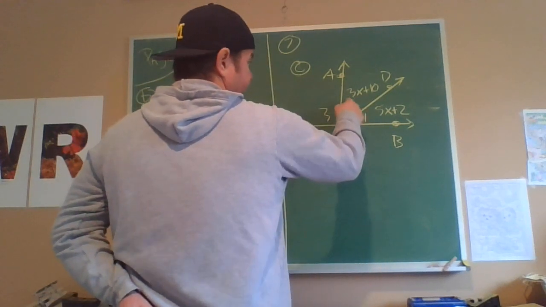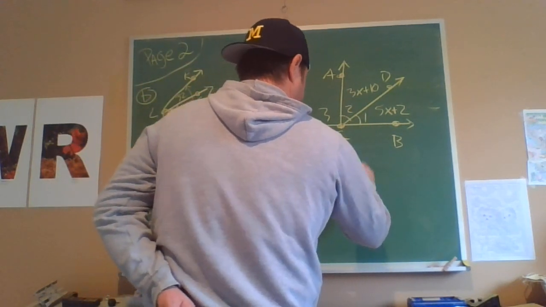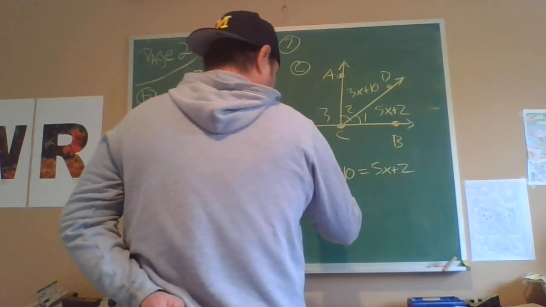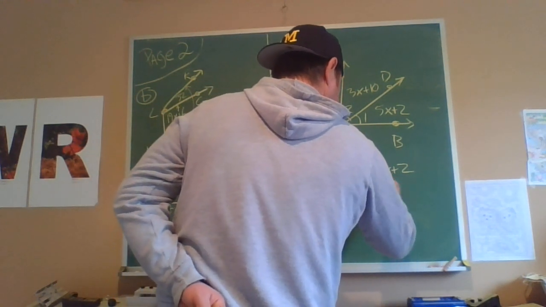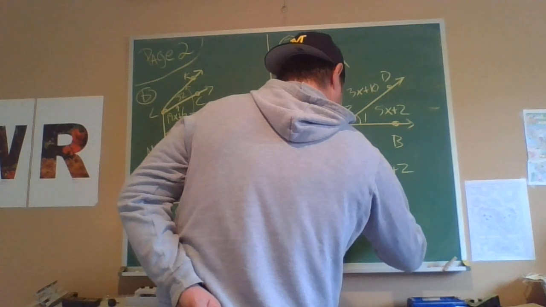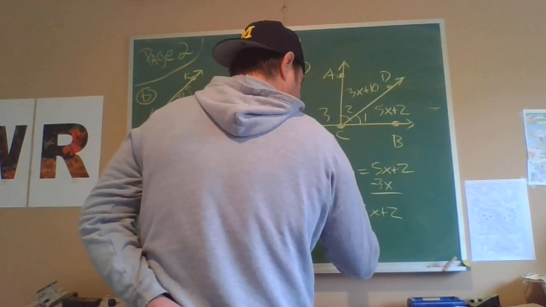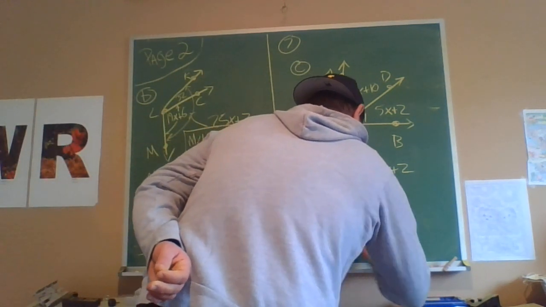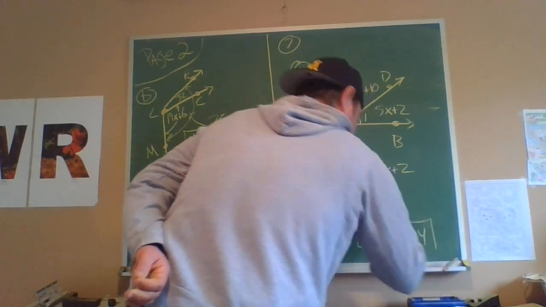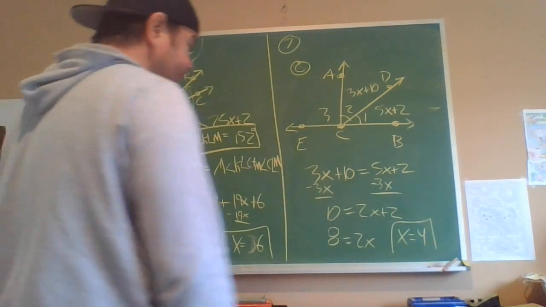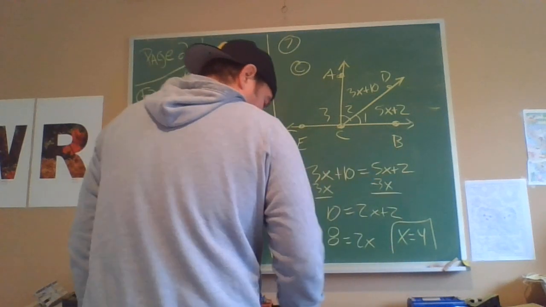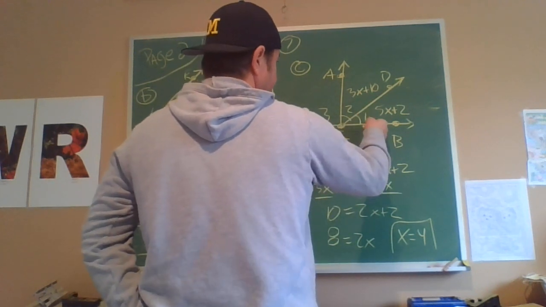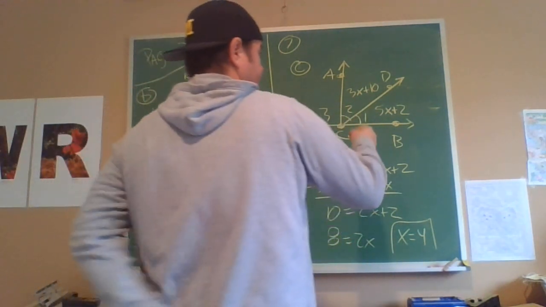Since these two angles are congruent, I know 3x plus 10 equals 5x plus 2. Subtract 3x from both sides: 10 equals 2x plus 2. Subtract 2 from both sides, right? Just making sure. Yes, so that is 8 equals 2x, and x equals 4. Cool. If x equals 4, how's that going to help me find the measure of angle 3? Well, I can plug that into either of these, and that should give me the measure of the angles.